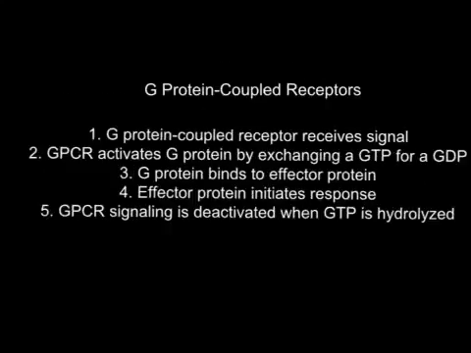G-protein coupled receptors, also known as GPCR. The GPCR receives a signal, then activates G-protein by exchanging a GTP for a GDP. Next, the G-protein binds to effector protein. Then the effector protein initiates response. Then the GPCR signaling is deactivated when GTP is hydrolyzed.